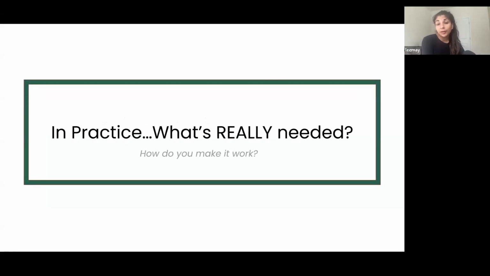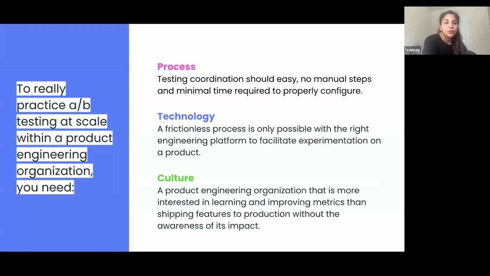Okay, so in practice, what is really needed? How do you make it work? To really practice A/B testing at scale within a product engineering organization or within any company, you need process, technology, and culture. A lot of times when we think of A/B testing, we just think of the system, the platform that enables someone to set up an A/B test, meaning the UI where you say, here, these users get this change, these users get the control, and then run it for 2 weeks and then tell me what my metrics are. It's actually a lot more than that.